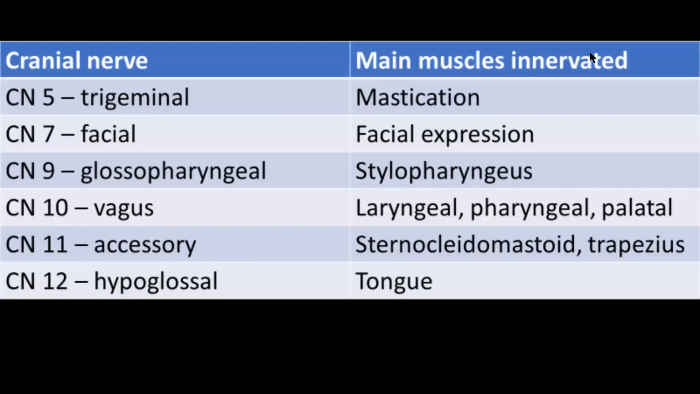So to give you an oversimplified view, this is with a few exceptions. Cranial nerve 5 controls the muscles of mastication. Cranial nerve 7 controls the muscles of facial expression. Glossopharyngeal controls the stylopharyngeus muscle, and then it has the other sensory functions. The vagus nerve controls most of your laryngeal, pharyngeal, and palatal muscles. There are some exceptions. The accessory nerve controls your sternocleidomastoid and trapezius muscle, and the hypoglossal nerve controls most of your tongue muscles.